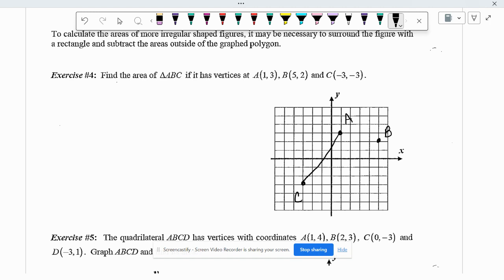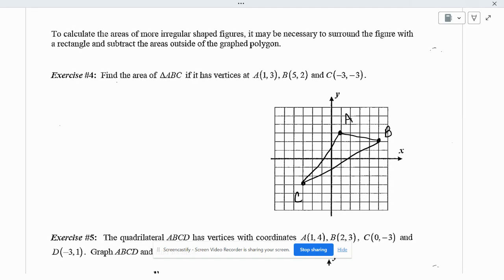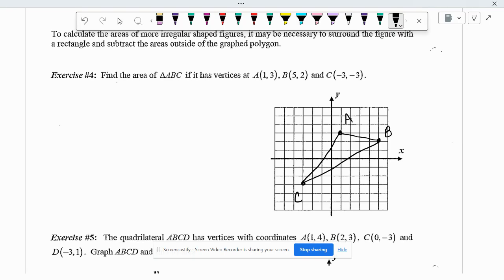So my triangle looks like this. And there are no horizontal or vertical lines here that we can count. And there's not even a line that we would know how to draw for a perpendicular, right? We wouldn't even really have an option to put a perpendicular in here. So here's what we're going to do. We're going to turn this into a rectangle.